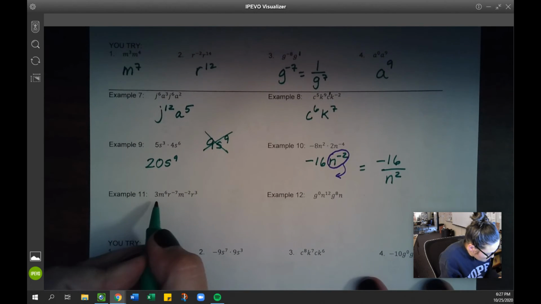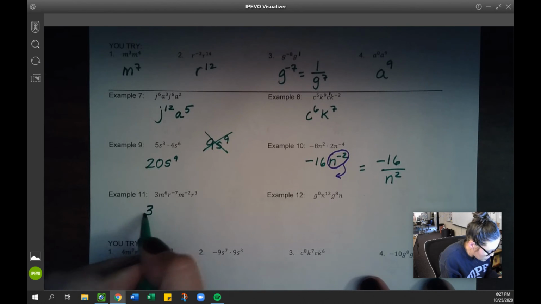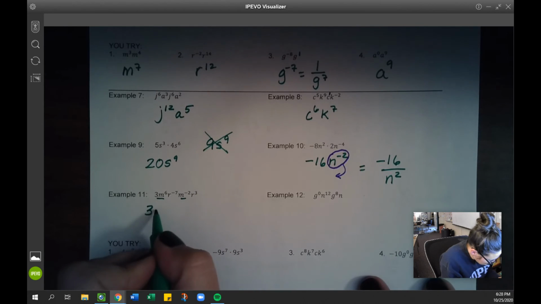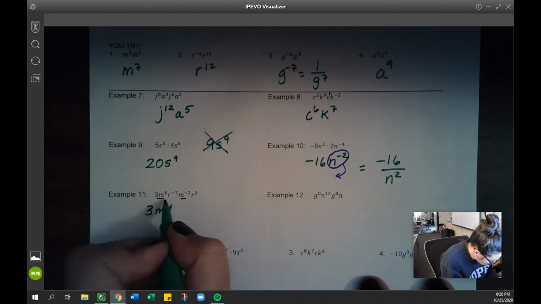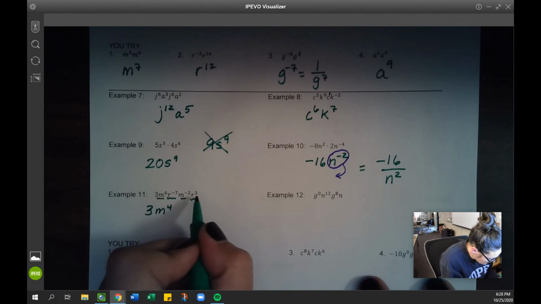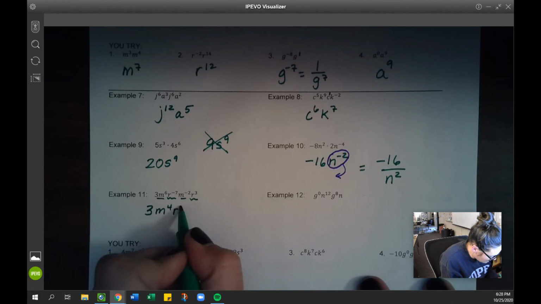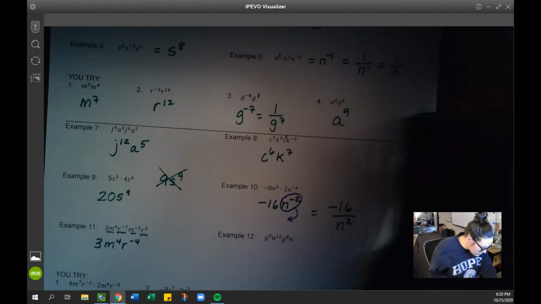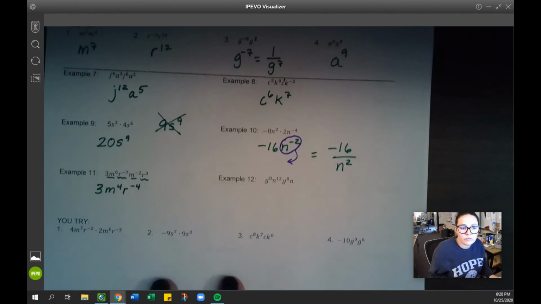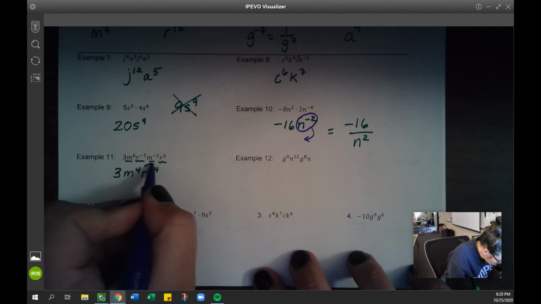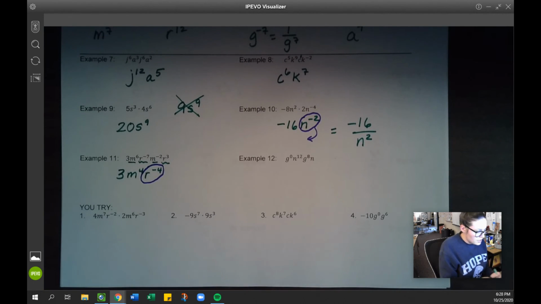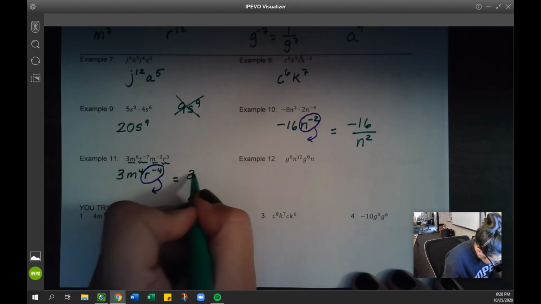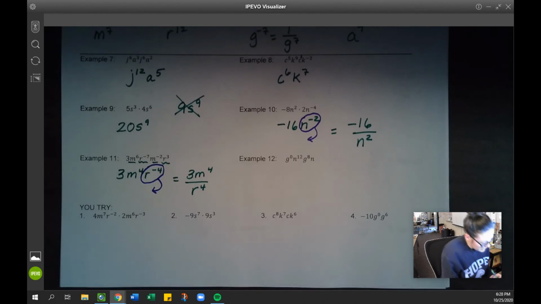All right, example 11. Nothing to multiply 3 by, so I'm still going to have the 3. How about my m's? M to the 6th times m to the negative 2nd. 6 plus negative 2 gives me m to the 4th. Then the r's, r to the negative 7th times r cubed means I'm going to have r to the negative 4th. Again, I cannot leave an answer with a negative exponent. So I have to flip it, but only the thing that has the negative exponent. 3m to the 4th is going to stay exactly where it is. The r power is going to flip to the bottom, like so.